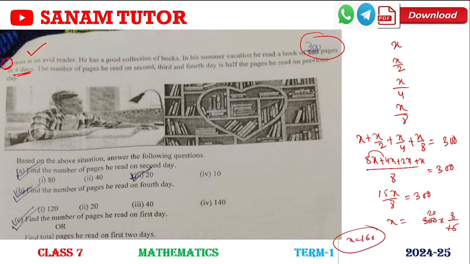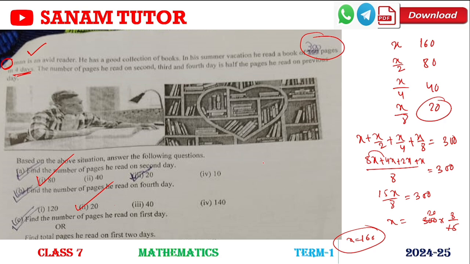The question is, find the number of pages he read on the second day. The first day is 160. The second day is half, that is x by 2, that is 80. So the answer is option I. Next, find the number of pages he read on the fourth day. The first day is 160, second day is 80, third day is half, 40, then 20. The fourth day he read 20 pages. Answer is 2i.